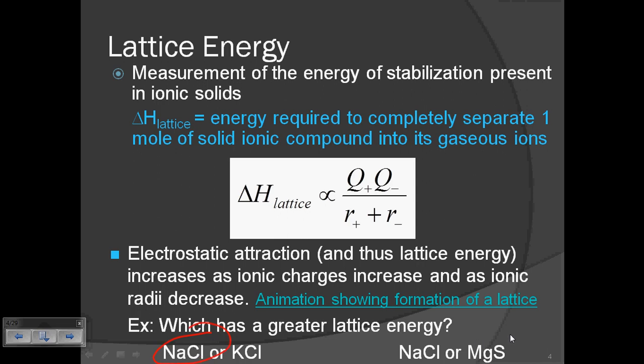Here the greater lattice energy will be MgS, because Mg and S both have 2 charge as compared to 1 and 1 charge. Even though there's a size difference, the charge difference overcomes that. So we'll say that MgS has a greater lattice energy as compared to NaCl.